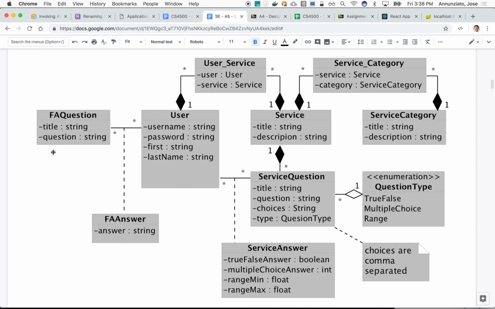And notice that these are compositions, right? So if I remove a user, it makes no sense to keep track of the relationship to a service. Or if I remove the service, there's no point in keeping track of the relationship to a user. Same thing with the categories.